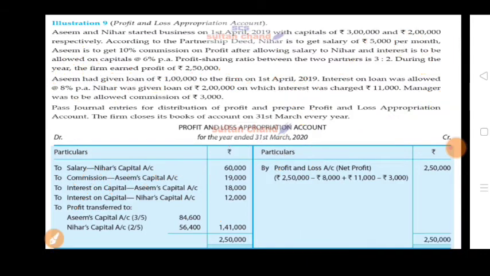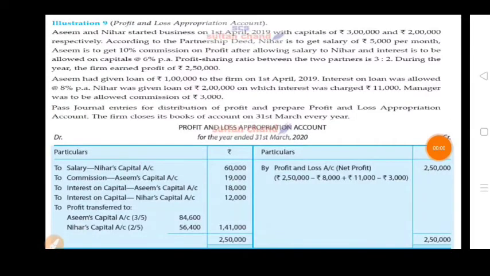So like this we will solve the questions. We have to see what is a charge against profit and what is an appropriation of profit, only then will we be able to solve the question well. Let us solve one more question.